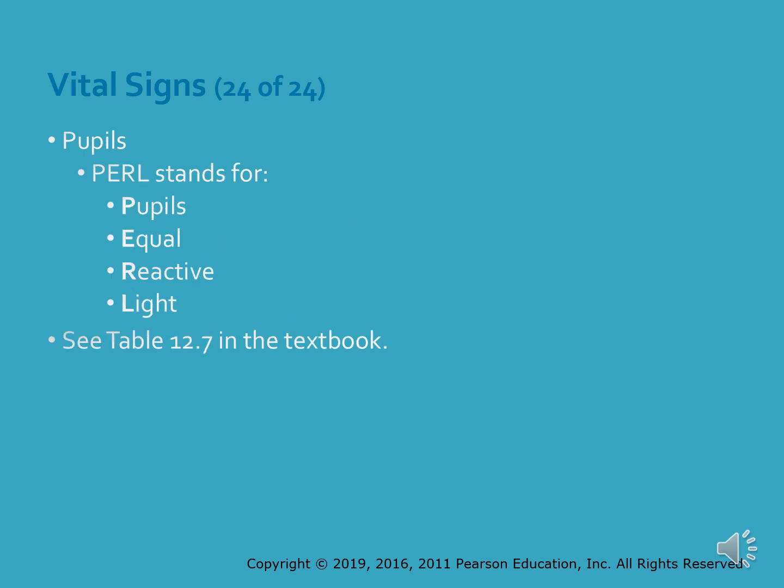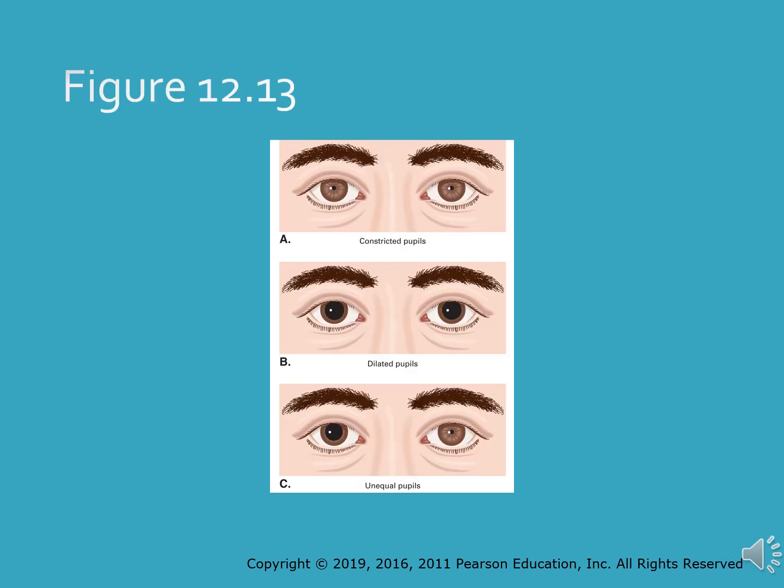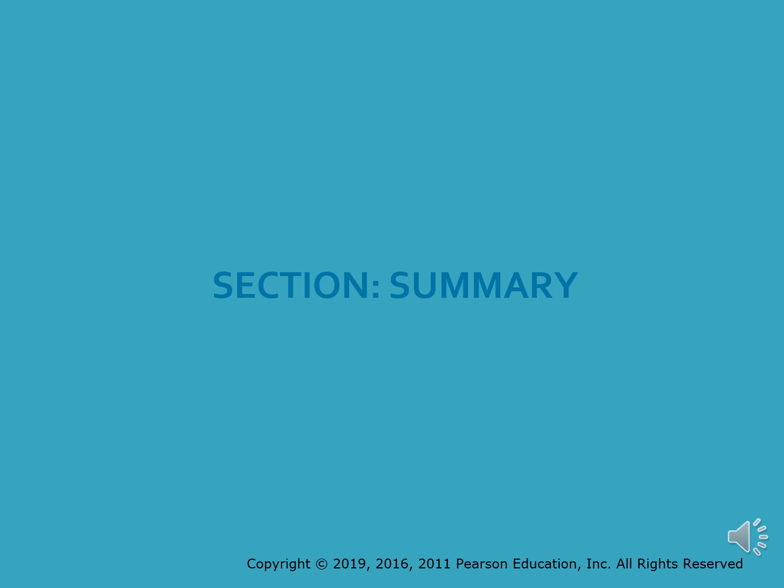An acronym that is widely used in EMS to help providers remember the characteristics of pupils is PERRL, P-E-R-R-L, which stands for P for pupils, E for equal, R for round, R for reactive, and L for light. As you can see here in figure A, those are constricted pupils, B is dilated pupils, and C is unequal pupils. In this section, we'll go over the summary of what we all learned.